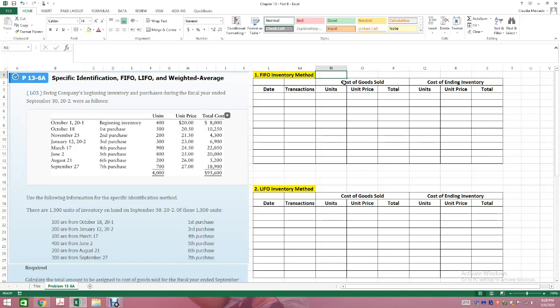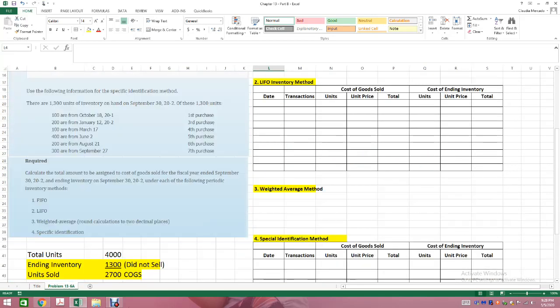So I'm going to put a little note here. You're going to sell old inventory and you're going to keep the newest inventory. You sell the old and keep the new. So let's start. I know that I am going to have 1,300 that I did not sell and 2,700 units that I did sell. So I'm going to start off with the ones that I sold.